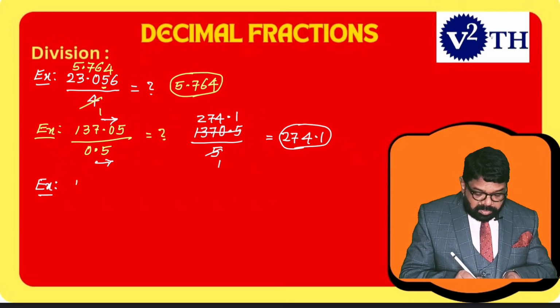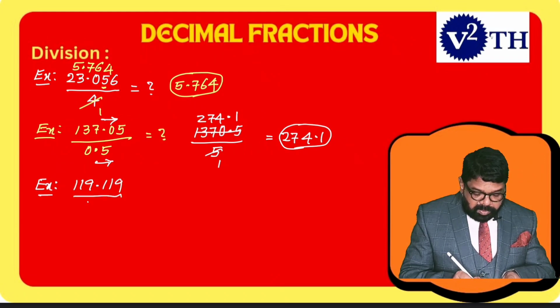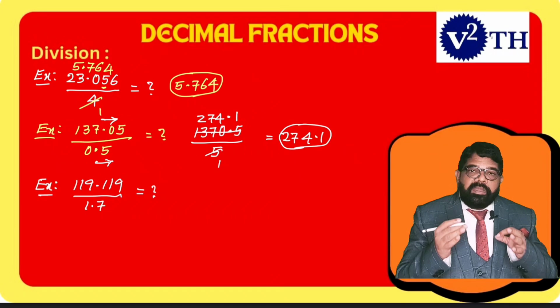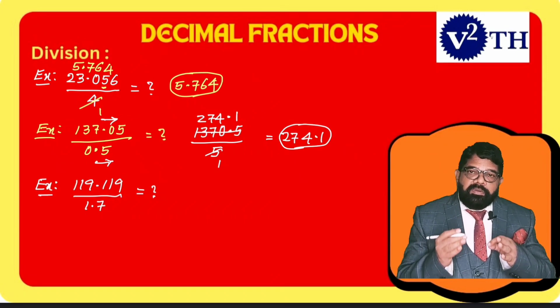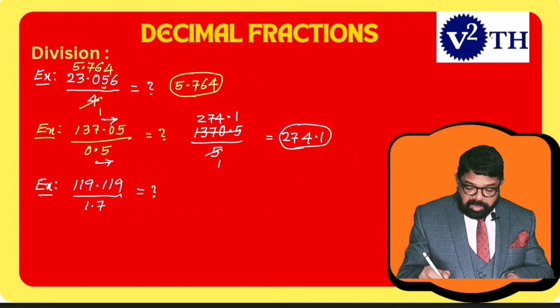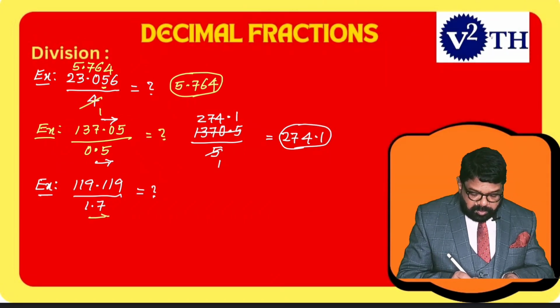Now see here, 119.119 divided by 1.27. What is its value now? So what I am saying, in the denominator a decimal is there. Our target is to first remove the decimal in the denominator. So to remove the decimal in the denominator, what do you do? The decimal is shifted to the right 1 digit here in the denominator. In the numerator you also do the same thing. That is the first step you have to write.